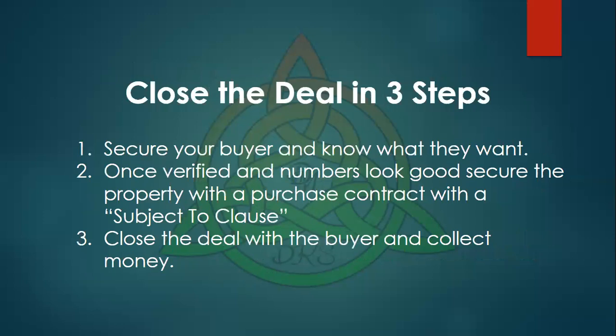So here's how we conclude. How do you properly wholesale? Close the deal in 3 steps. Number one, as a recap, you want to secure your buyer first and know what they want. On my buyers list, I'm always going to write down the contact person, of course, what they're looking for, a 3-bedroom, 4-bedroom, 5-bedroom in a particular area, and they're probably looking at a particular price point. So I mark that down and keep that in a database.